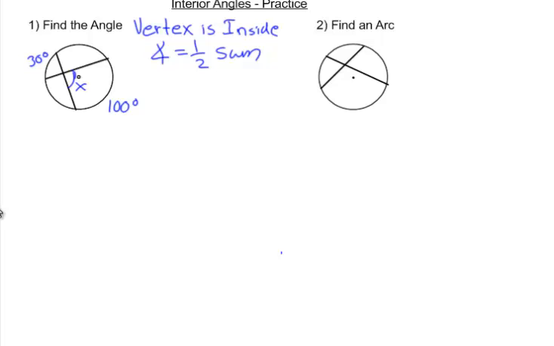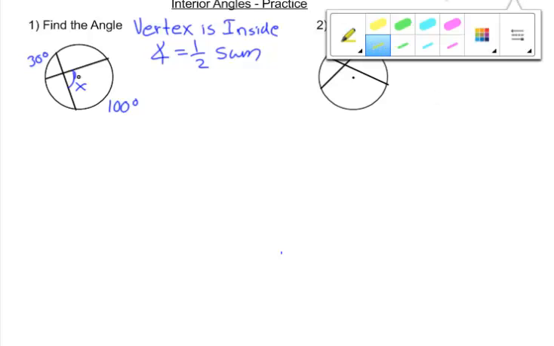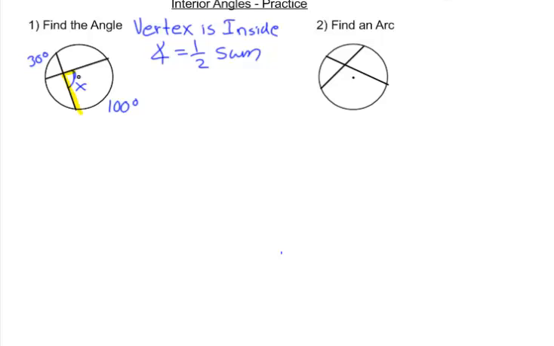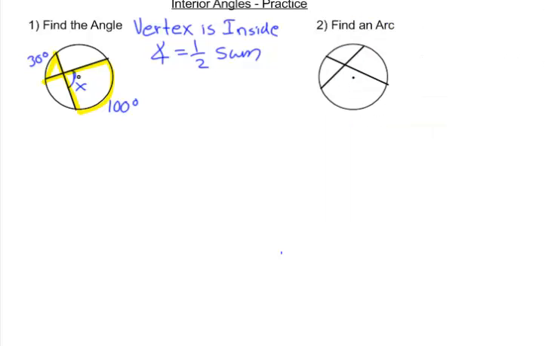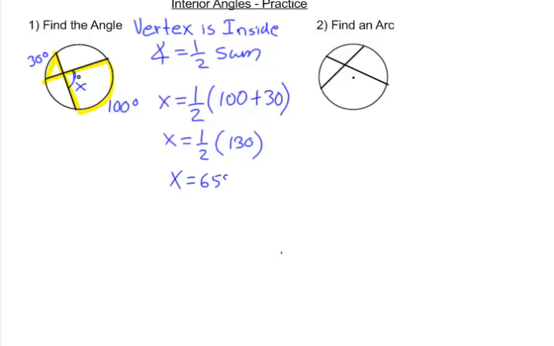That's just generalizing what we've been talking about. In this particular example, it's about identifying those intercepted arcs. That's the real key to this. So here's our vertex. Follow them out. There's one of my arcs. Here's the other vertex. There's the other arc. Okay, so x equals 1/2 (100 plus 30). Some of you may be wondering, does the order matter? The commutative property tells us that it does not matter. Okay, and we can combine like terms here. 130, and half of 130 is 65 degrees.